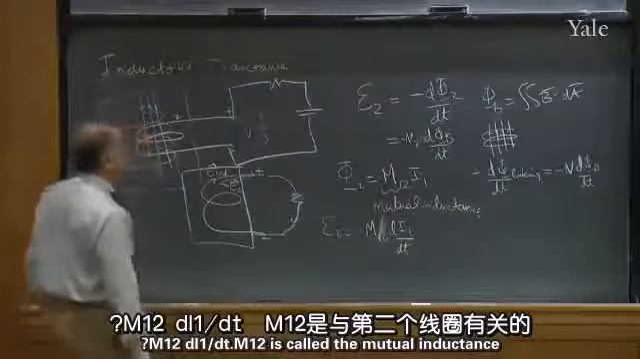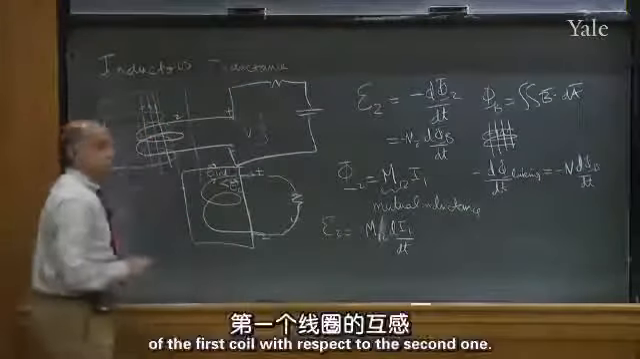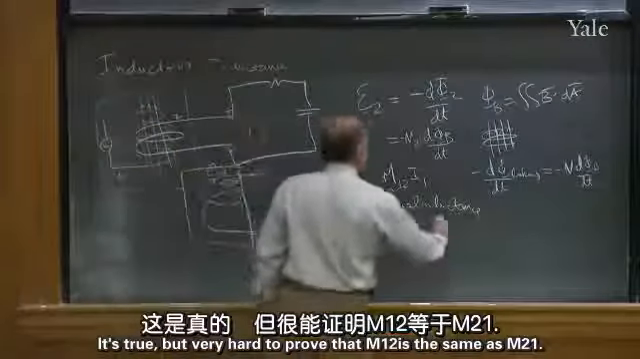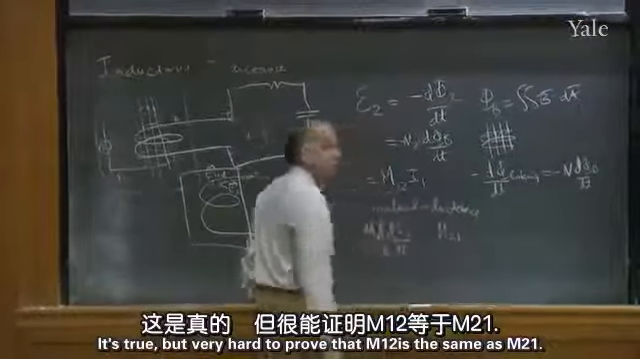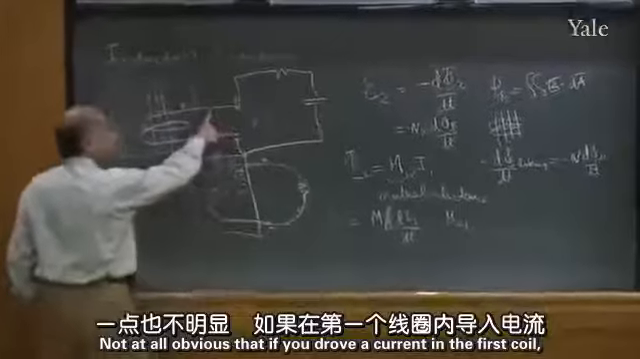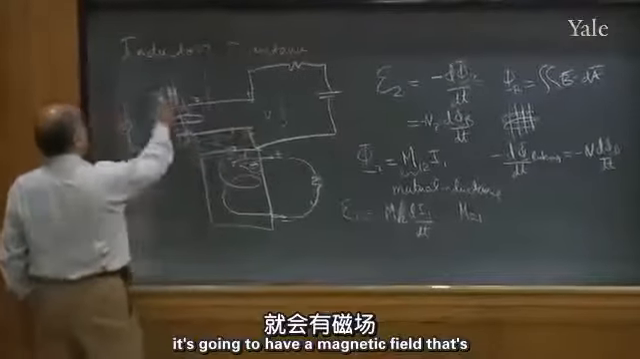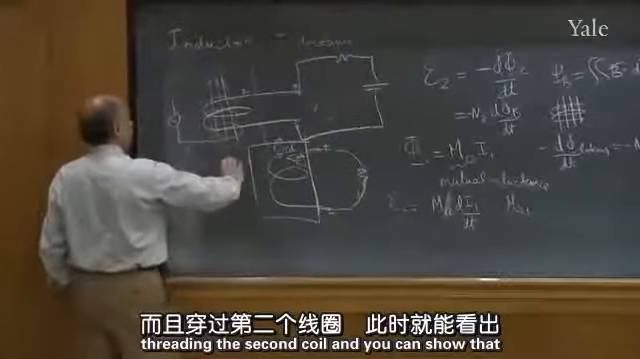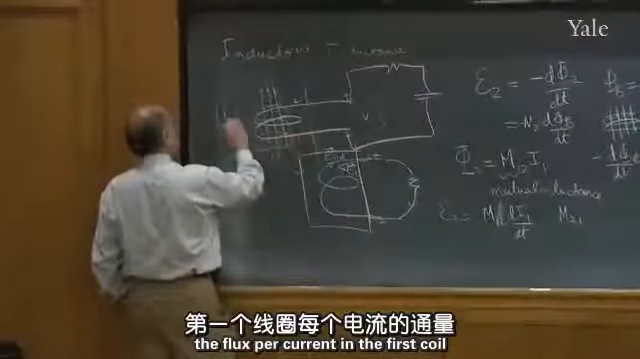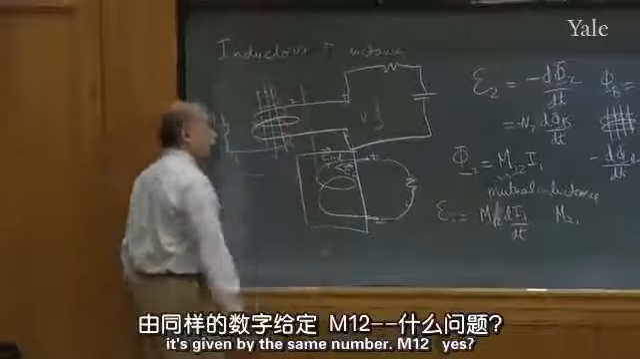M12 is called the mutual inductance of the first coil with respect to the second one. It's true but very hard to prove that M12 is the same as M21. It's not at all obvious that if you drove a current in the first coil, it's going to have a magnetic field that's threading the second coil, and you can show that the flux per current in the first coil due to the current in the second one is given by the same number.